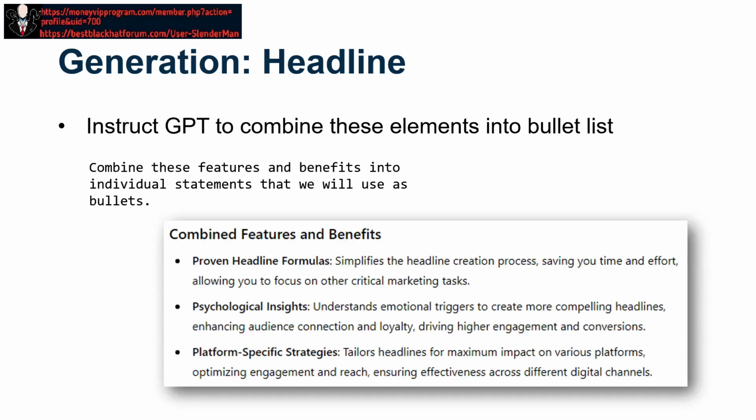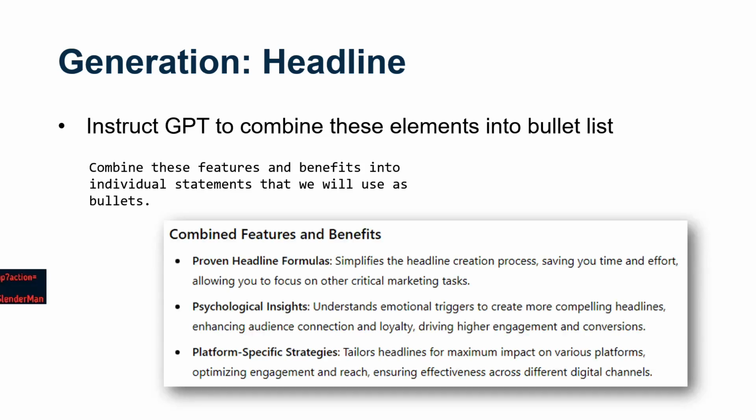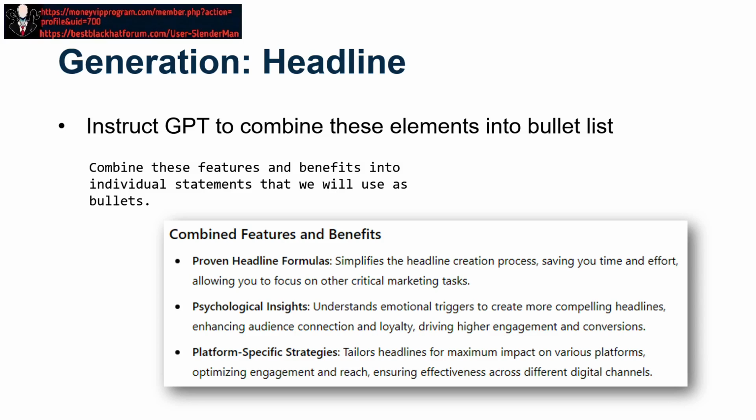To see what happens, it outputs: proven headline formulas simplify the headline creation process, saving you time and effort, allowing you to focus on other critical marketing tasks. These are light, right? Because they are purposely light. We just want to show an example of it happening. But you can really dig deeper than this and find hotter benefits. Just to show you that it will combine things for you and produce these sentences for you. And this is a benefit.